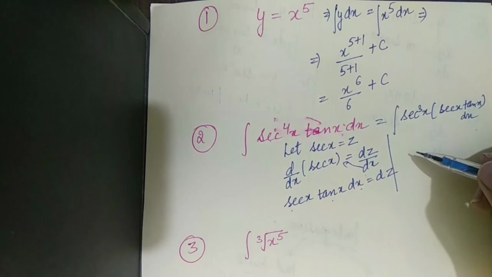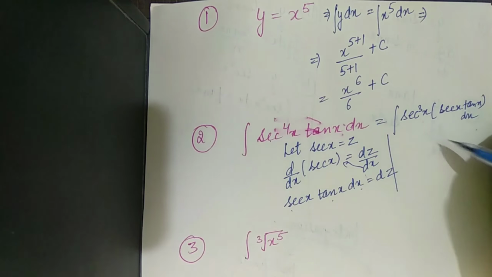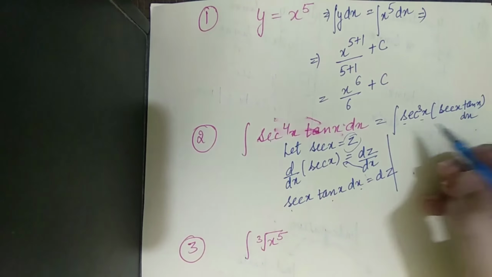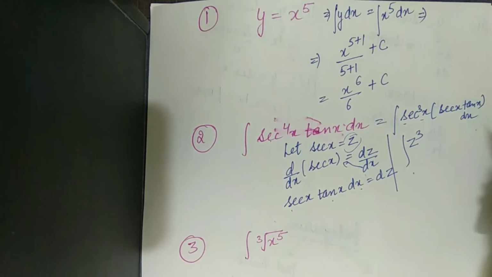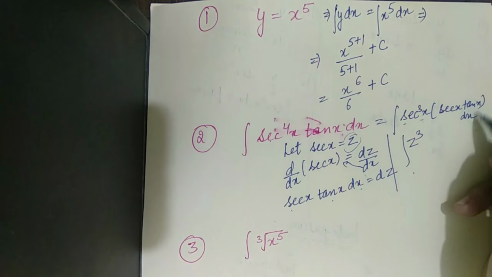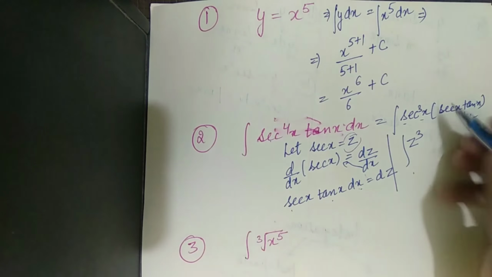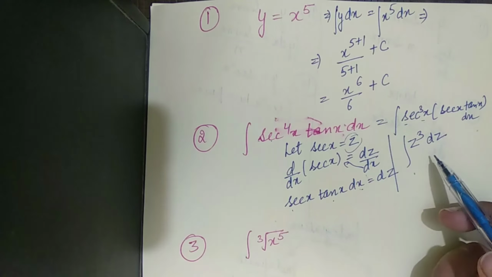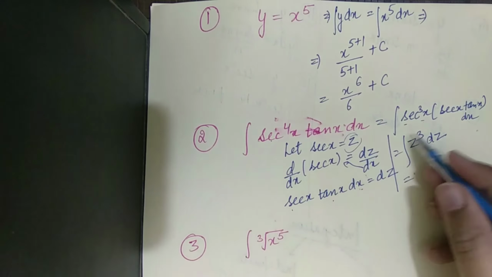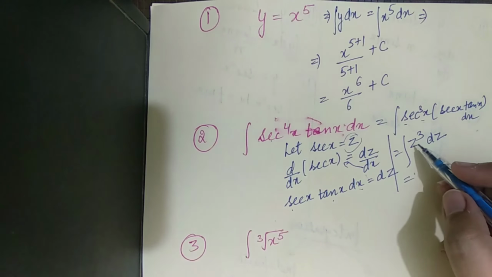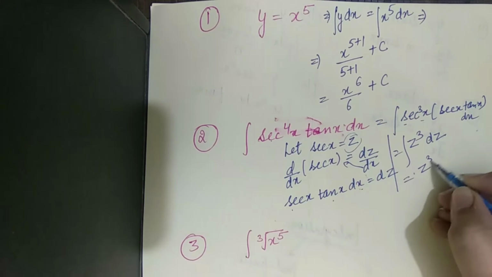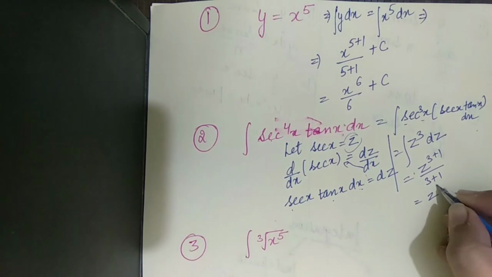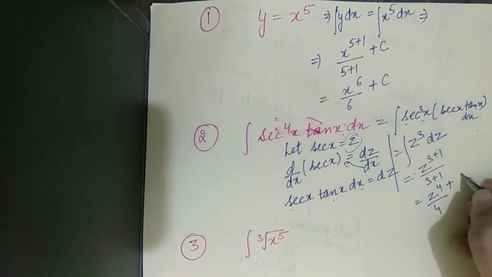What is secant x tan x? So what can we write here as? Secant x is already known as z, so we can write here z cubed. Secant x tan x dx is dz. So now we can write it using the x raised to power n formula: z raised to power 3 plus 1 divided by 3 plus 1, so z raised to power 4 divided by 4 plus c.